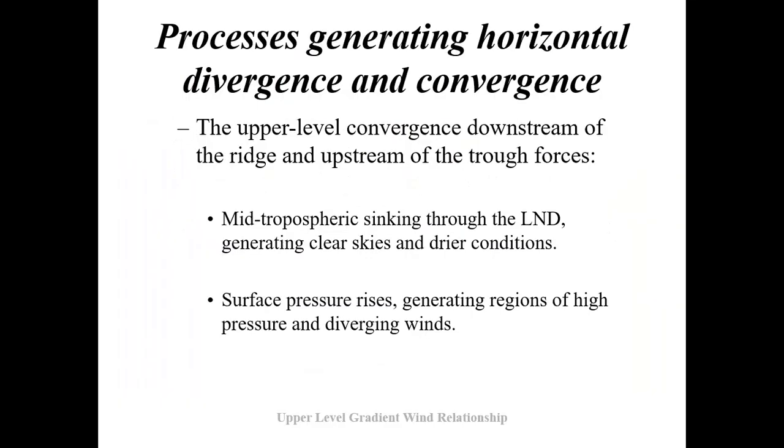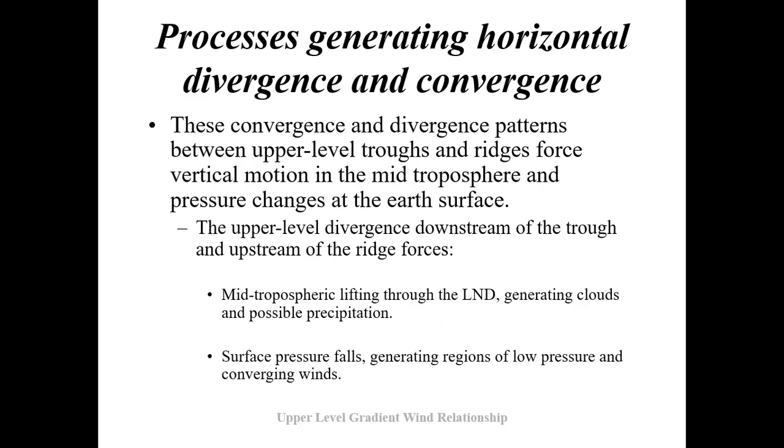On the other hand, the upper level convergence downstream of the ridge and upstream of that trough axis forces mid-tropospheric air to sink through that level of non-divergence, LND. That's going to generate clear skies and dry conditions. And in this case, surface pressure rises, generating regions of high pressure and diverging winds.